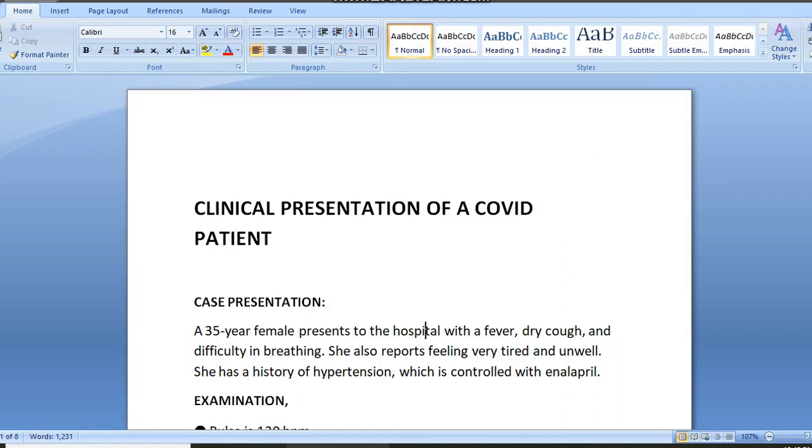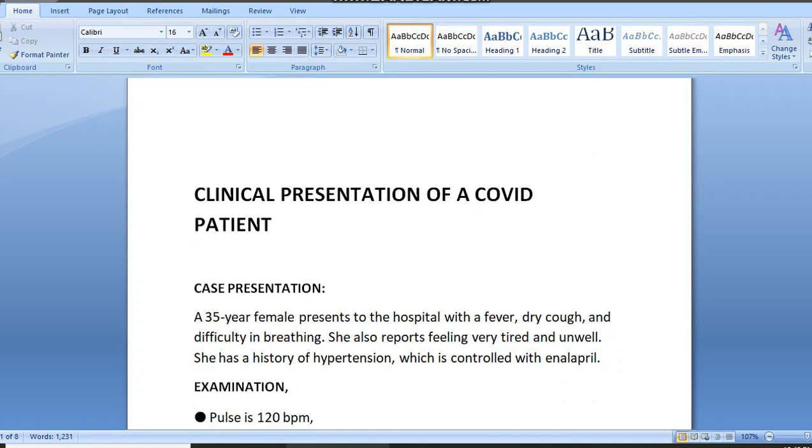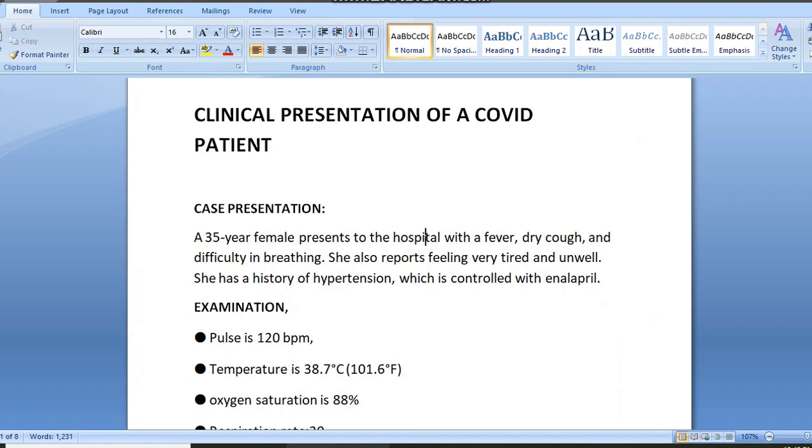Clinical presentation of a COVID patient. Case presentation. A 35-year-old female presents to the hospital with a fever, dry cough, and difficulty in breathing. She also reports feeling very tired and unwell. She has a history of hypertension, which is controlled with enalapril.